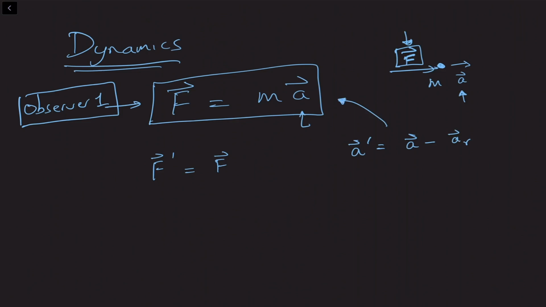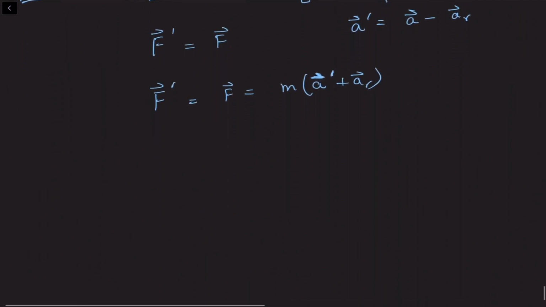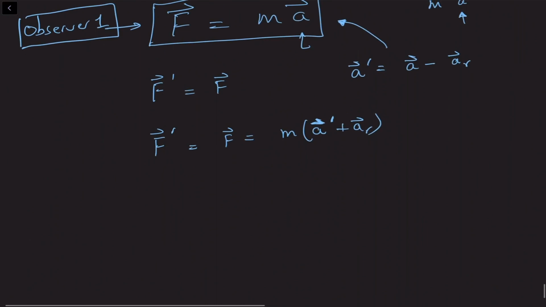Okay, and what that would tell us is that observer 2 would measure a force F prime, which would be the same as F, but what they would see would be this. How did I get this?